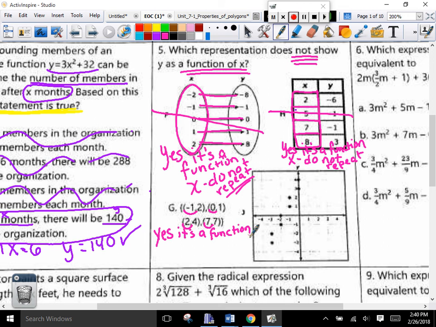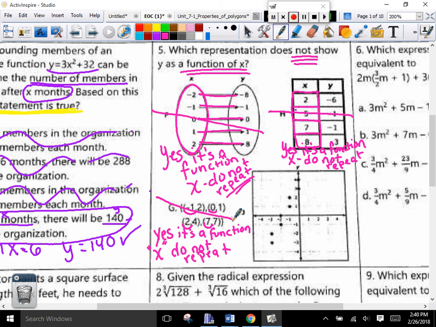So yes, it's a function. X's do not repeat. So those are the explanations I want you guys to give me. So that's not going to be my answer. By logic, my last one should be the answer. But let's just double check.